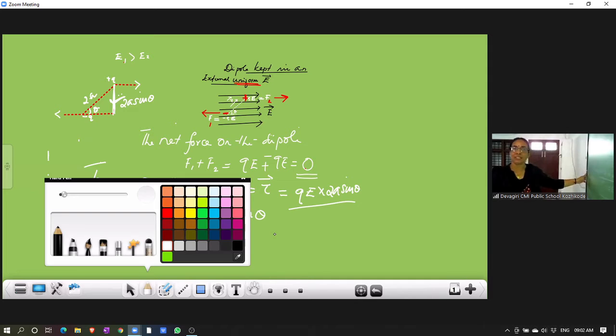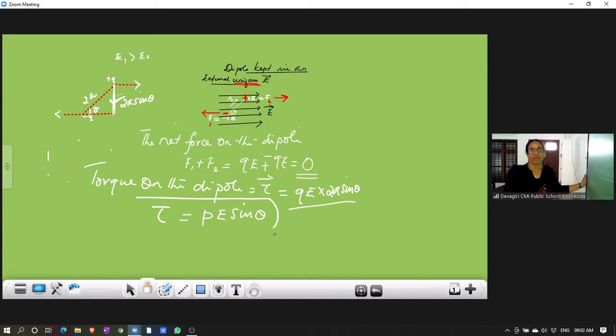Remember, just like force, torque is also a vector quantity. So it is not enough to write pE sin theta. I would like to know in which direction torque acts. Is it in the direction of dipole moment or in the direction of electric field? Because both are vectors, each has its own direction. The direction of dipole moment is like this, the direction of electric field is like this. Then in which direction does torque act? That also we need to express.